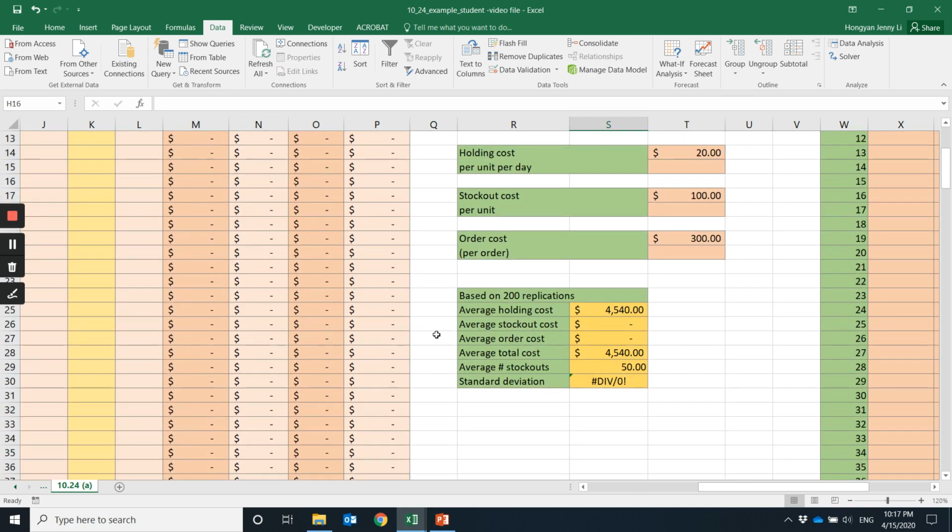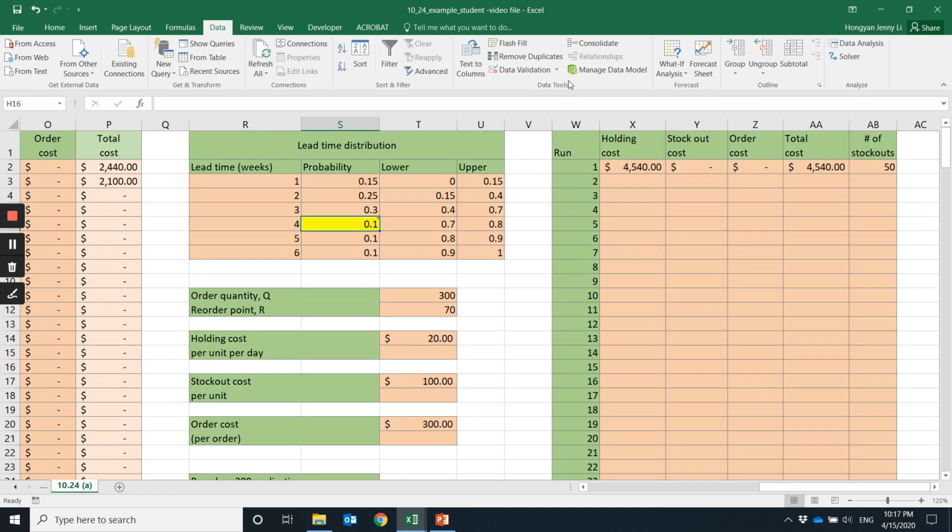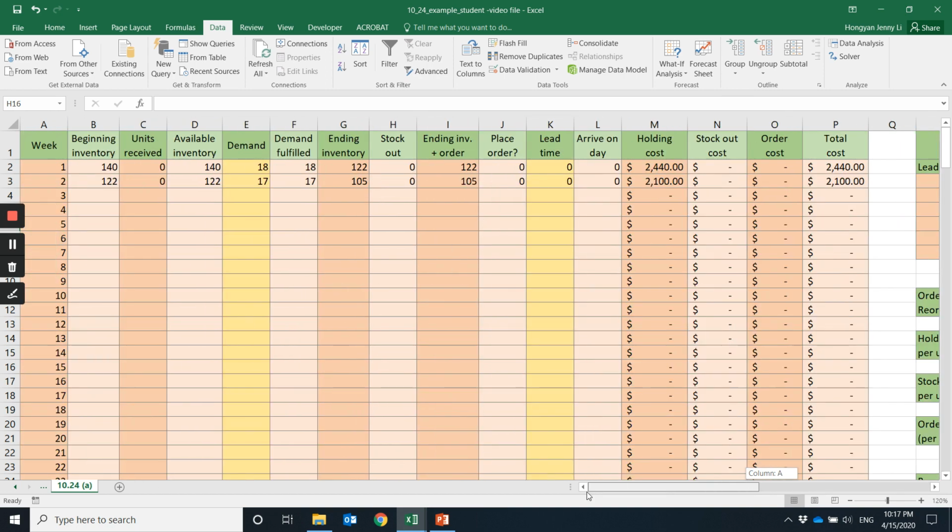And then at the bottom of the middle section, we have the average holding cost, stock out cost, and other performance measures from your simulation, a 200-times simulation. In this case, we use a data table to run multiple replications. We'll come to that point and see how to do that again. In this exercise, the most important part is how you figure out how the inventory is handled and the demands are satisfied or fulfilled.